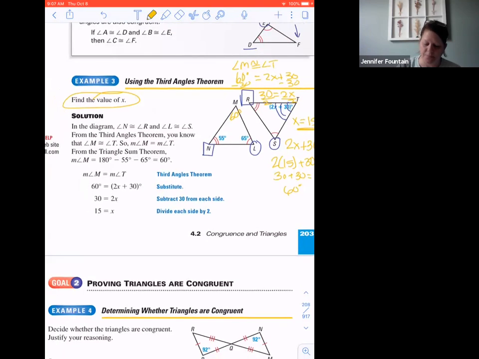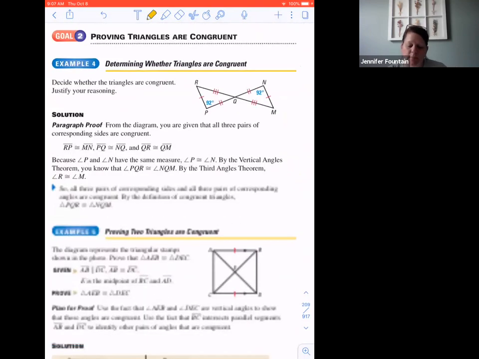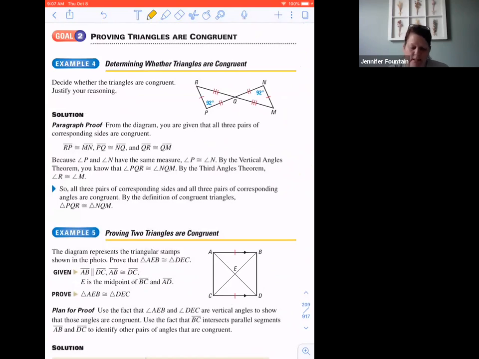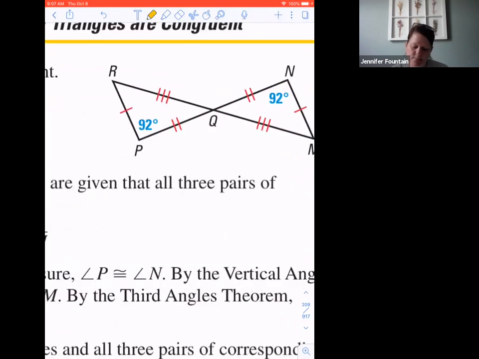All righty. Now example 4 says determining whether triangles are congruent. Decide whether the triangles are congruent. So we're going to take a look at this.